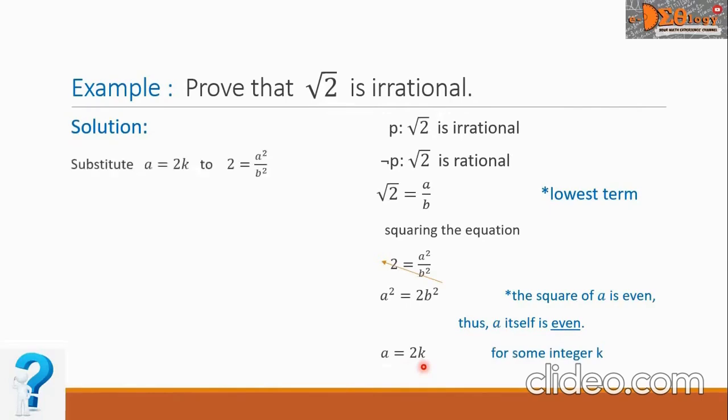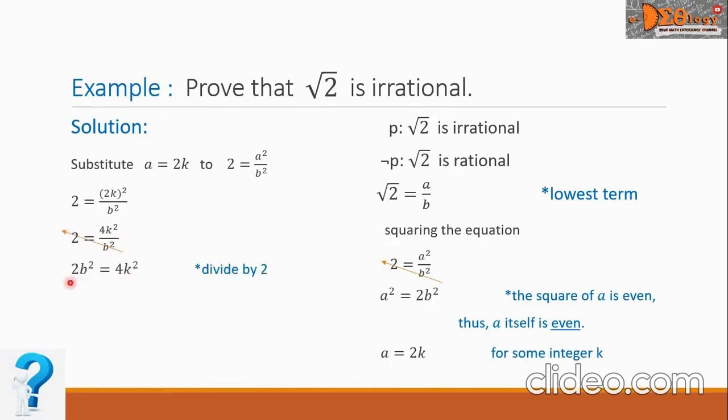Let us substitute this a equals 2k into the equation here. The 2 equals a squared over b squared. This equation now becomes 2 equals the square of 2k over b squared. The square of 2k becomes 4k squared. Now let us cross multiply b squared with the constant 2 on the left side. So we will have 2b squared equals 4k squared.